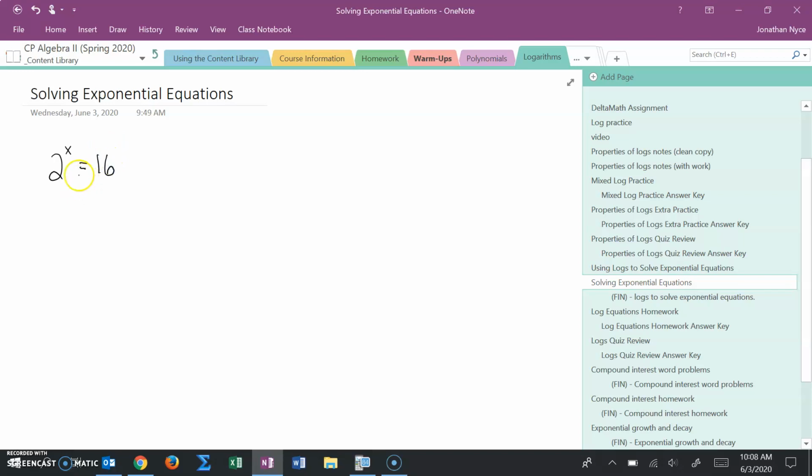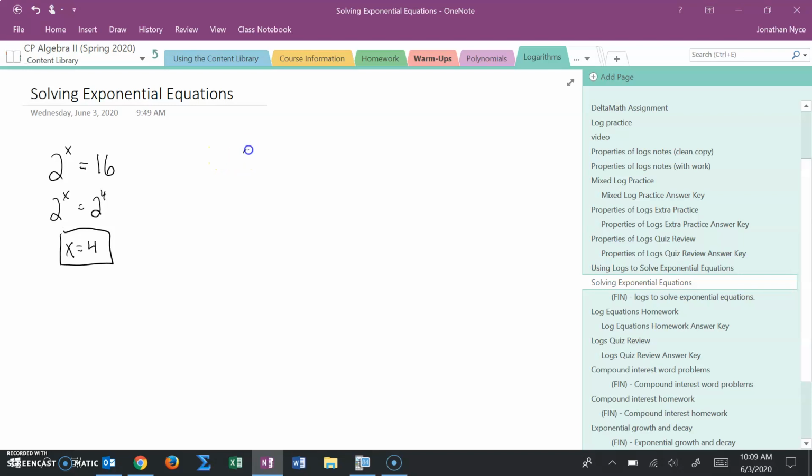So obviously you have an equation, and the variable we're trying to solve for, x, is in the exponent. That's what makes an exponential equation. So we've looked at things like this already. We know that 16 is the same thing as 2 to the 4th power. If the bases are the same, then the exponents have to be the same. We have x equals 4.